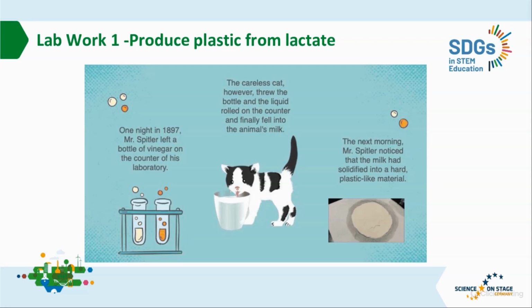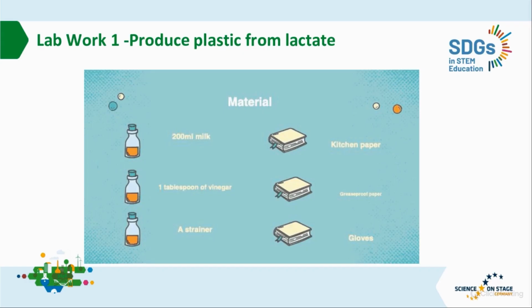So we use the storytelling technique and told students a story, which might be actually a real one, of how this plastic was discovered. And we say that it all started with a cat, a clumsy cat, that lived in the lab of Mr. Spittler, and the cat accidentally dropped the vinegar that was on the table into her bowl with milk. And the next morning, the scientists saw that this had happened, and that's how the first plastic from milk was discovered.